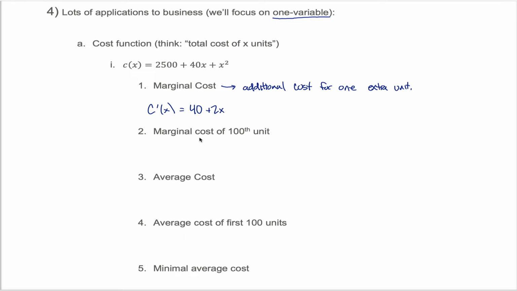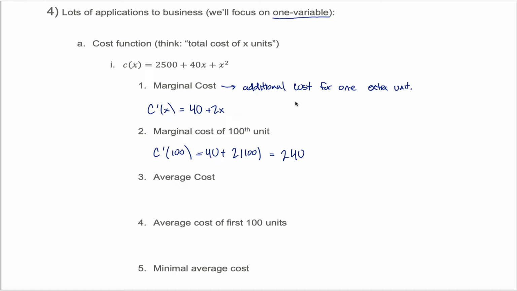If we want to know the additional cost for the 100th unit, in other words, the marginal cost of the 100th unit, we just have to evaluate C prime of 100. It would be 40 plus 2 times 100. It would be $240.